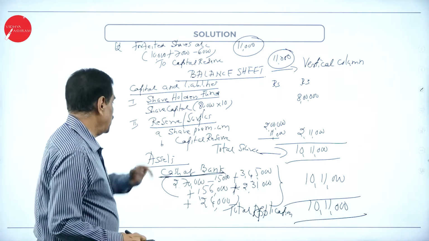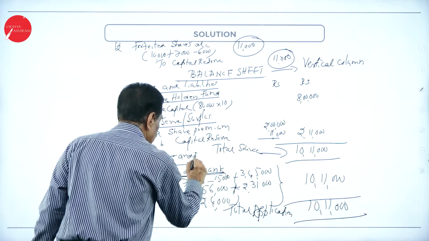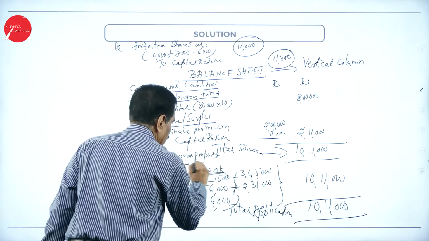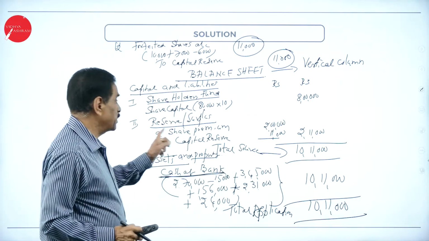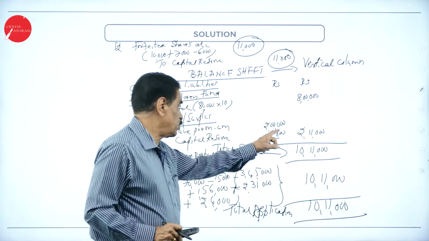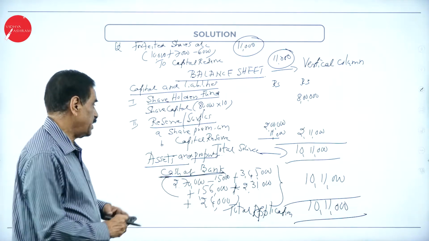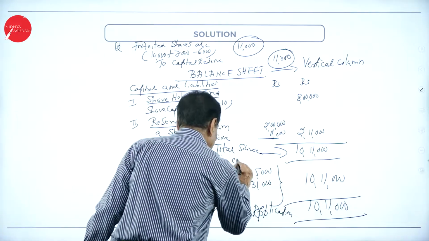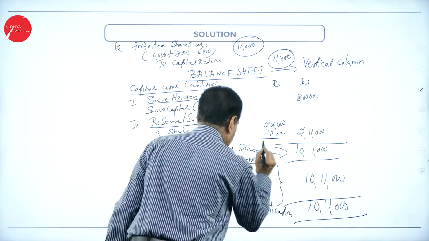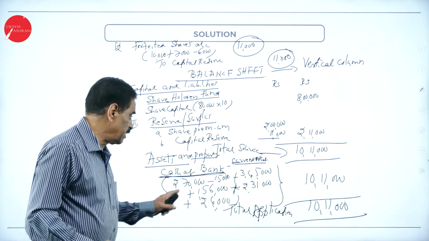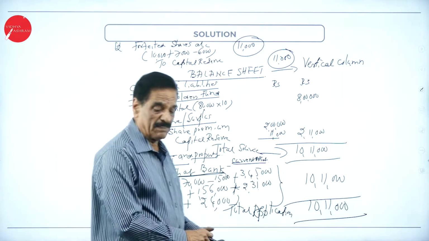So capital and liabilities, assets and property. Shareholders' funds: share capital 8 lakh. Second one, reserve and surplus: share premium 2 lakh, capital reserve 11,000. Here, assets and property: cash at bank, this is your current asset. Cash at bank is the current asset. Receiving only, you are going to pay back 15,000. It will come to 10 lakh 11,000.